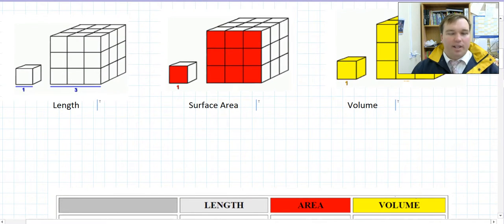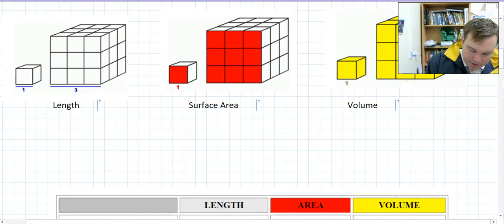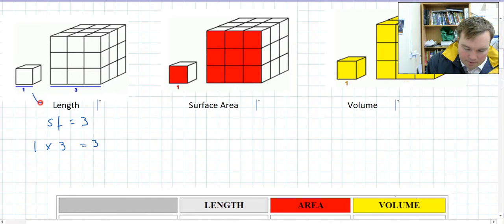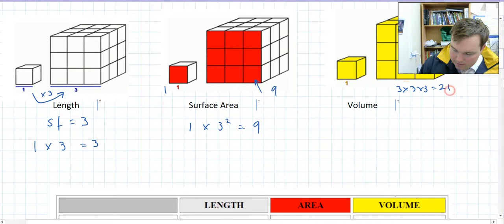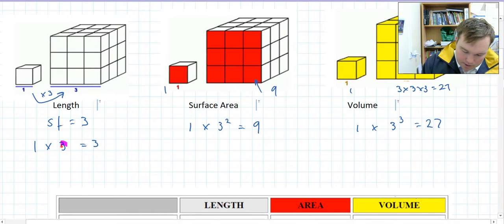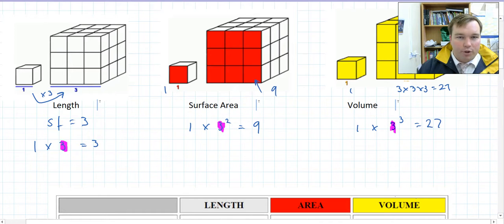Alright, just to show you it continues working, here the scale factor is 3, meaning we can do 1 times 3, which gets us to 3. So the scale factor going between is 3. However, the surface area on this one is 1, surface area on this one is 9. We can do 1 times 3 squared, which will get us the 9. Volume here is 3 times 3 times 3 equals 27. Volume there is 1. 1 times 3 cubed gets us 27. Note how in each case we're using the same scale factor, but when we're working with surface area, we square it. When we're working with volume, we cube it.